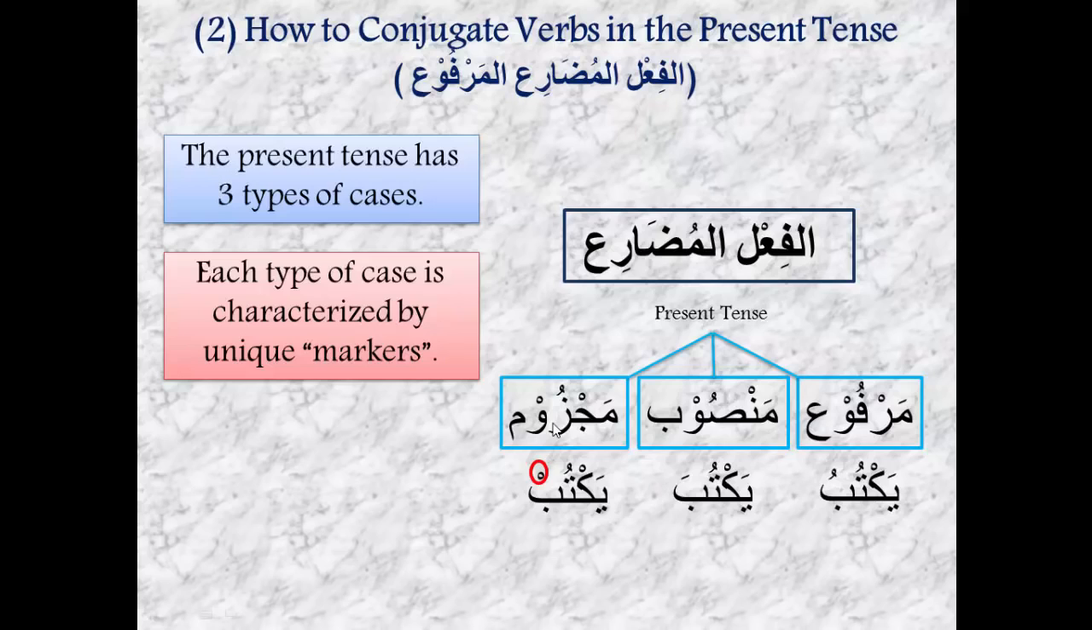Next, we have yaktuba with a fatha. The fatha in this case would be the marker for the mansub. And finally, we have yaktubu with a dhamma on the end. The dhamma would be the unique marker for the marfu'. The Arabic word for marker is alama, and we'll be talking about the different alamas for all of these different cases in much more detail in future lessons, inshallah. I just want to point you to the fact that these markers exist, and I want you to pay attention to the variability.